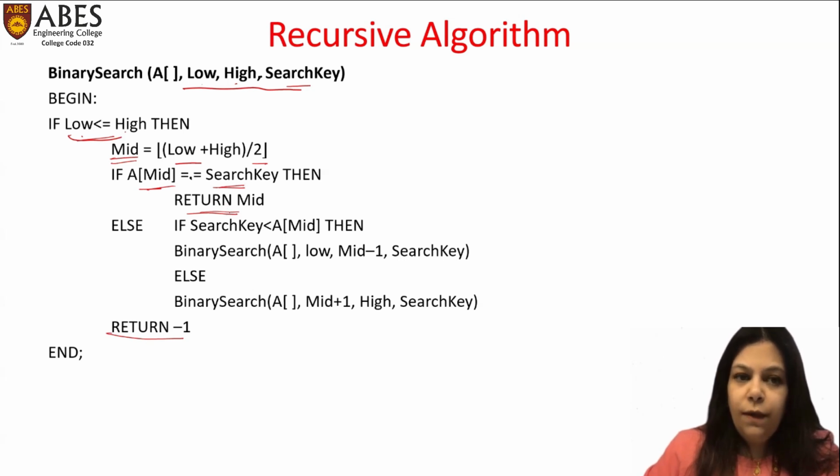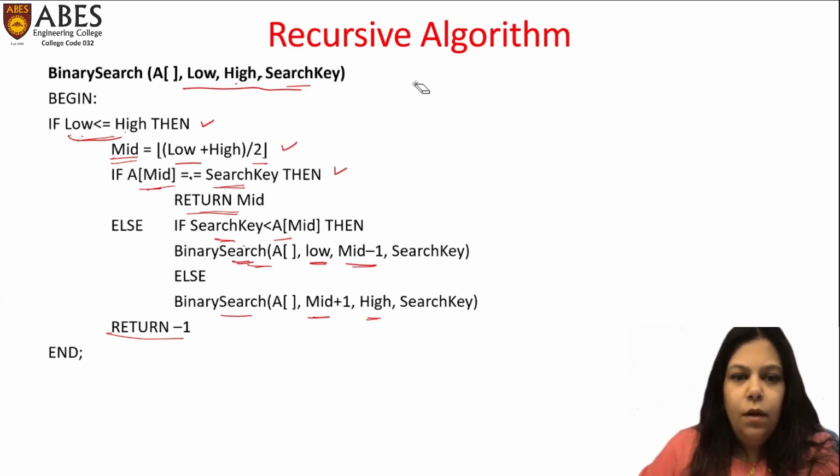And if it is not so, then we have to keep on searching the element in the 2 halves, whether in the left half or in the right half, depending upon the value of A of mid. If the search key is less than A of mid, then in this case, the binary search will be processed from low to mid minus 1. And if the value of search key is greater than A of mid, binary search will be performed from A of mid plus 1 to A of high.